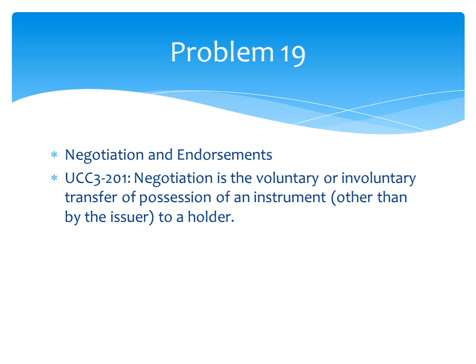Another way to endorse a check is if you want to deposit it. You don't have to sign your name, but you can put deposit only and your account number, or deposit only and attach a deposit slip with it. And that's another type of endorsement. So UCC Article 3, Section 201 states that negotiation is the voluntary or involuntary transfer of possession of an instrument other than by the issuer to a holder.